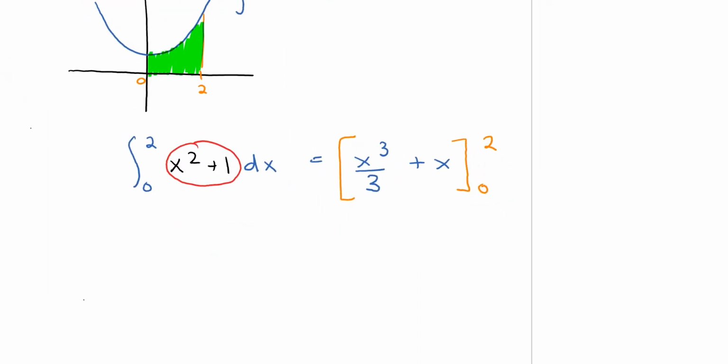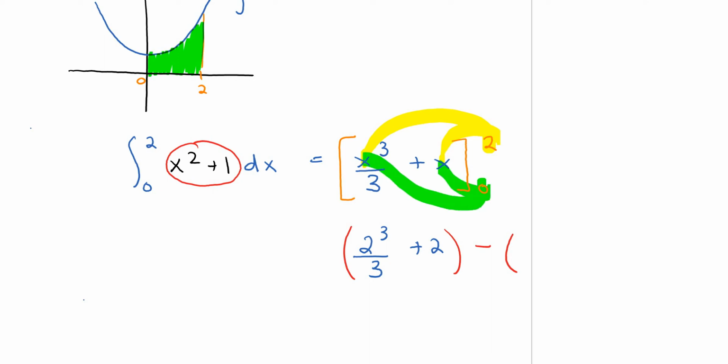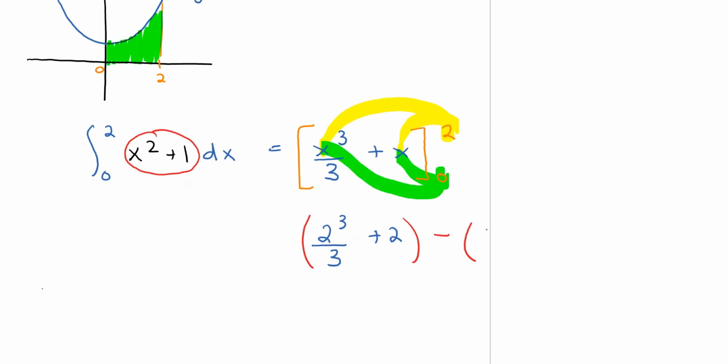Based on the fundamental theorem of calculus, we always evaluate the upper bound first. So the upper bound would go into the x values. That's going to be 2 to the power of 3 divided by 3 plus 2, and I'll put that in a bracket there. And then I need to subtract the lower bound now. So I will put 0 in for x. And this one's simply going to be 0 cubed over 3 plus 0. And that whole bracket there just goes to 0 anyways.